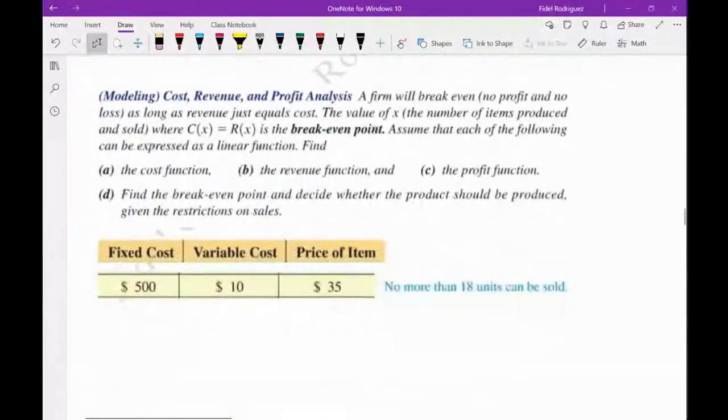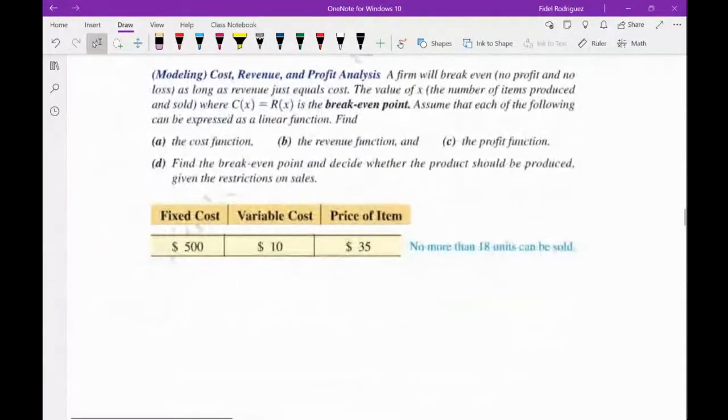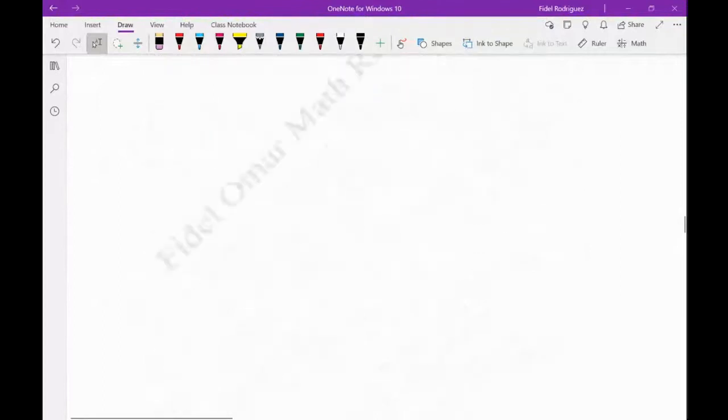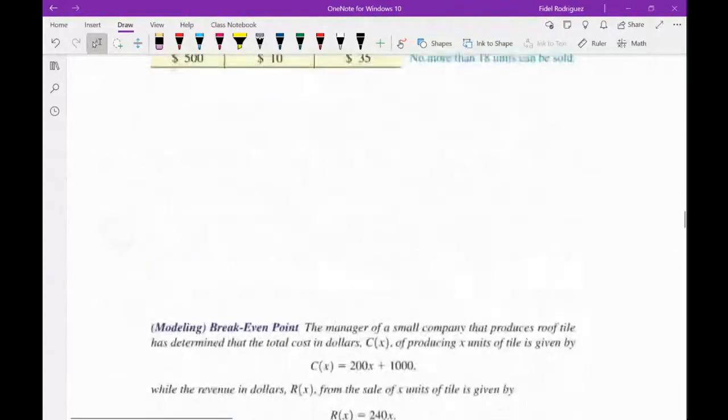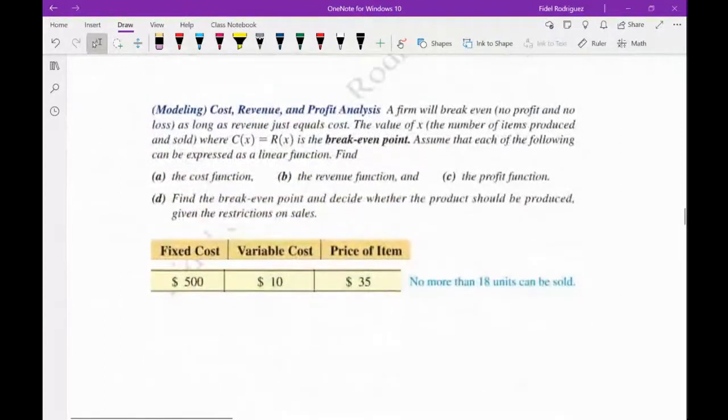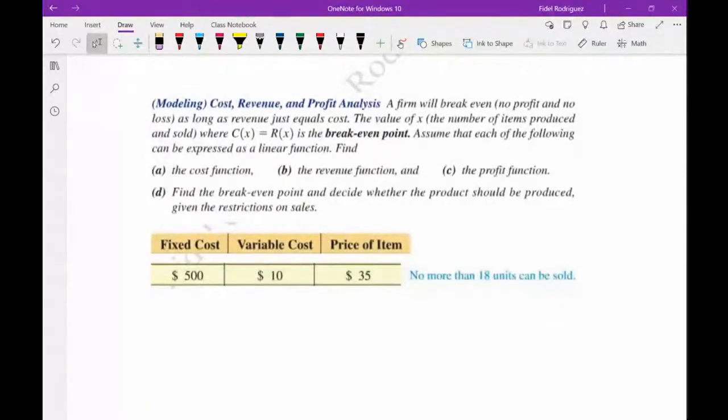All right. So now it looks like we've got a word problem. We got 2 word problems, and then we're done with 2-4. So let's go ahead and see if we can figure out what this problem here is talking about. Okay, so it says modeling cost, revenue, and profit analysis. It says a firm will break even. That means there's no profit, no loss, as long as the revenue just equals the cost.